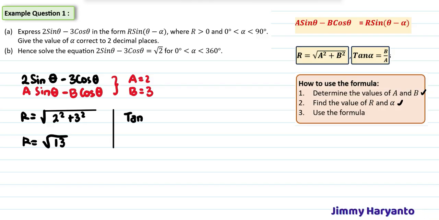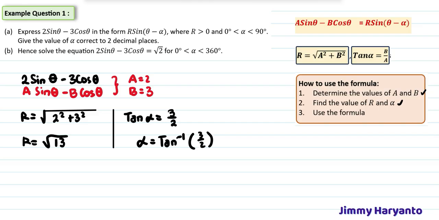And then for the alpha, it will be tan alpha equals b over a. That means 3 over 2. And then using your calculator, you'll have the alpha. For this one, you don't have to find the basic angle because alpha is always in the first quadrant. And the value of the alpha is 56.3 degrees.